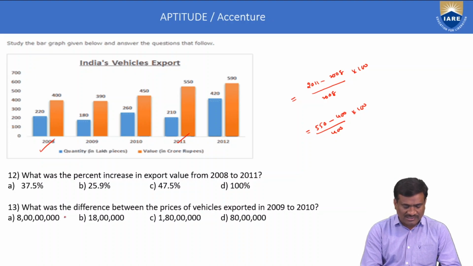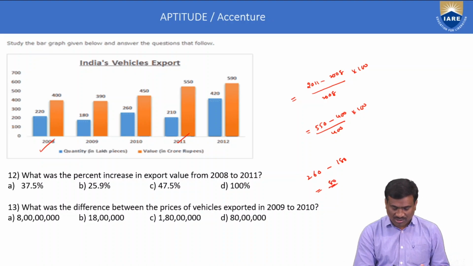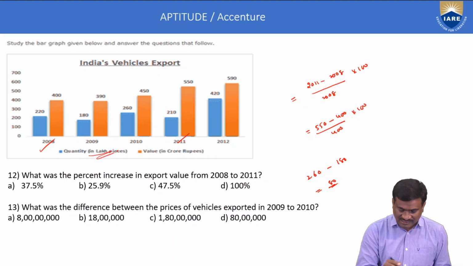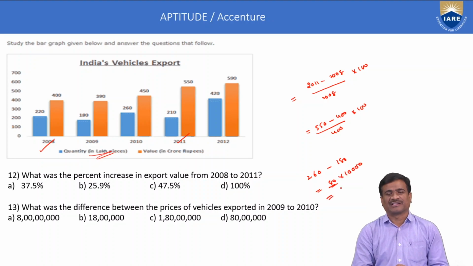And the 13th example: what was the difference between the prices of vehicles exported in 2009 to 2010? 2010 is 260, 2009 is 180, the difference is 80. So option A or B is the same, but in terms of lakhs, 80 into 1 lakh, 80 lakhs only is correct.